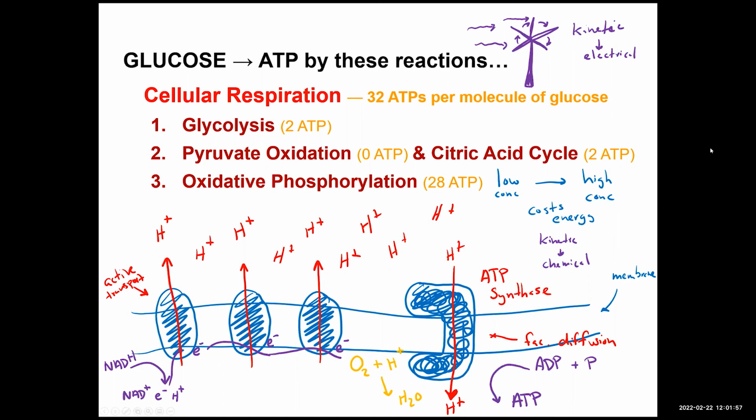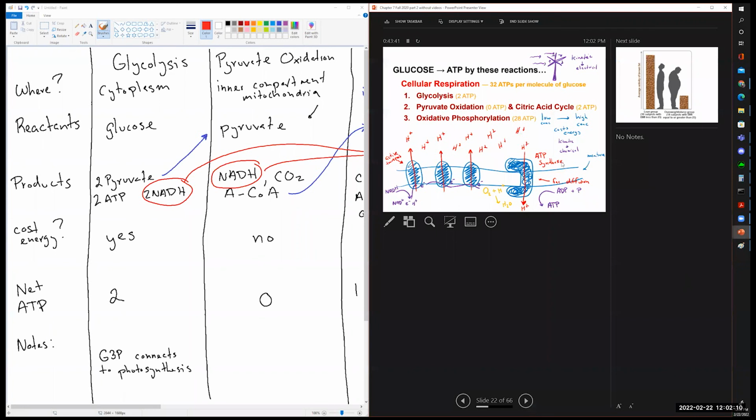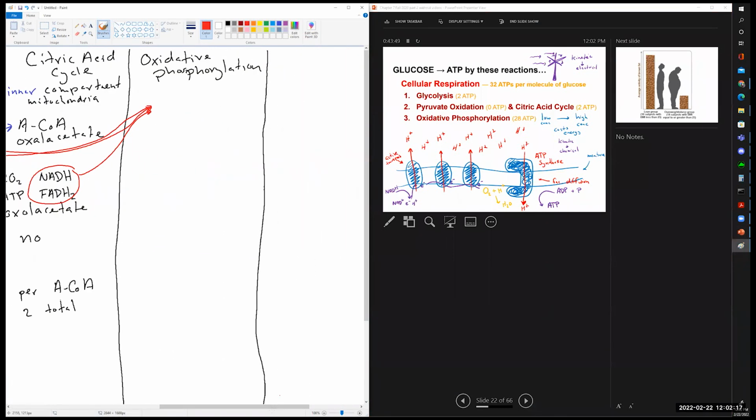Now for this one, it's not as straightforward. So when we're thinking about how to turn this into our chart, we need to make a few changes. So instead of thinking about what our initial reactants are, we want to think about who is the electron donor. So where does the electron come from? And the electrons are going to come from NADH and FADH2.